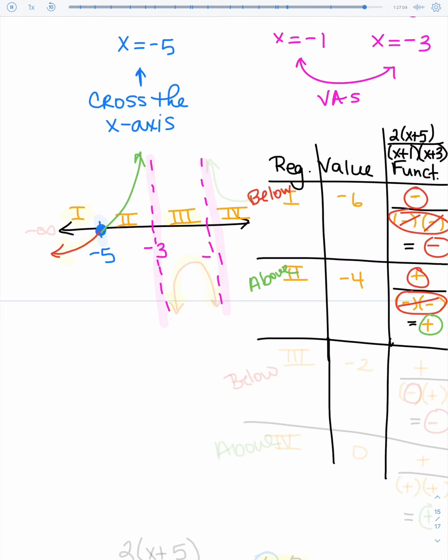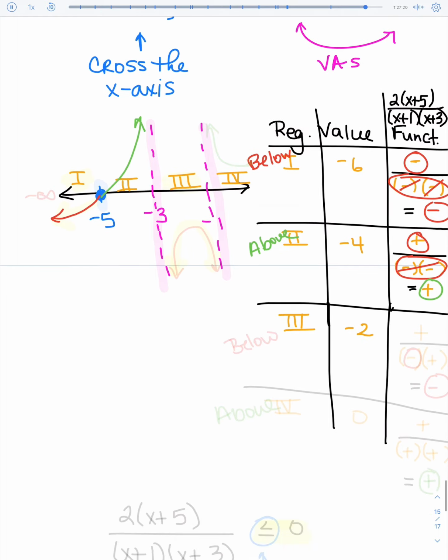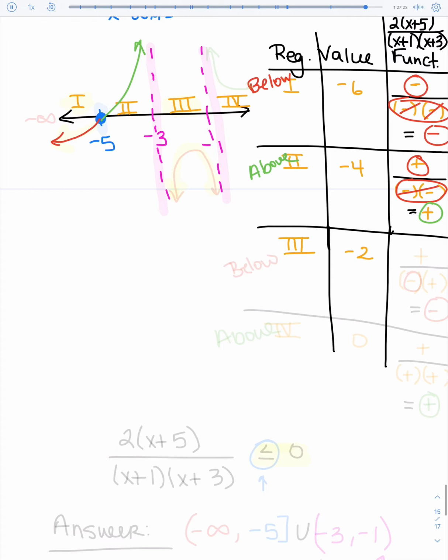Region 3. In region 3, we're going to be looking for something between -3 and -1. Let's use the easiest one, -2, and see what happens when we plug in a -2. When you plug in a -2, you'll still end up with a positive on top, and in your first set of parentheses, a negative. In the second set of parentheses, you will have a positive, though. So what this means is we will have a positive divided by a negative, which will end up being negative.